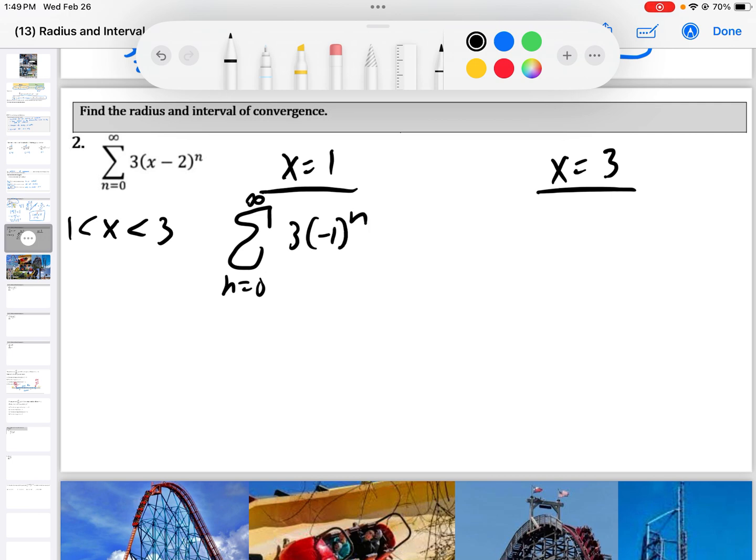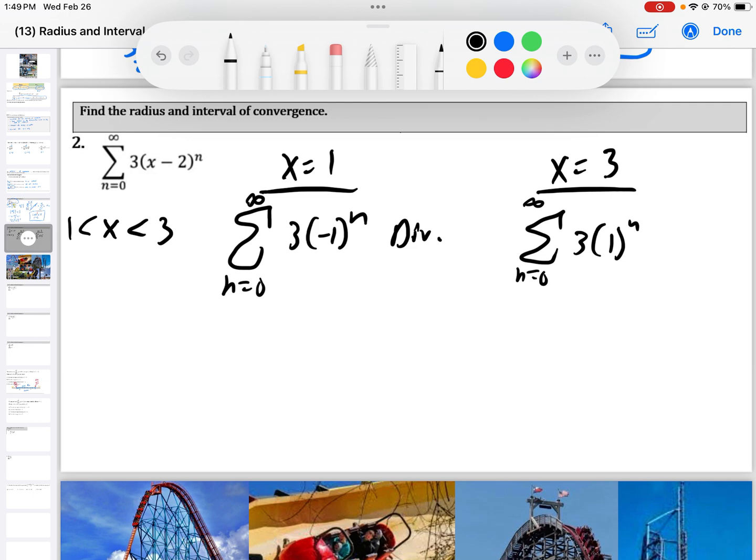All right, so the sum from n equals 0 to infinity, okay, plug in 1, so that's -1 to the nth power. So that is diverging. By the nth term test, it diverges. Or by the geometric series test, it diverges. So I don't include that. I just leave it x greater than 1.